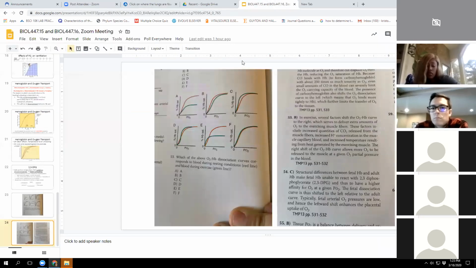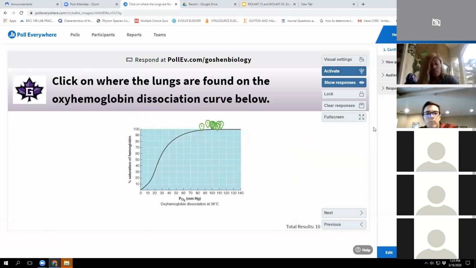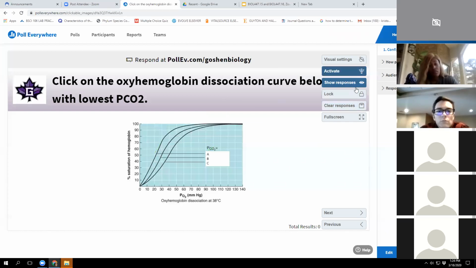So the answer to this comes from an appreciation of this material here, where the veins are at rest, and then these are the lungs up in that location. Of course, it would depend a little bit on where in the lungs, right? So maybe a better thing would be to say the arteries leaving the heart. Maybe that would be a better answer. Okay, so let's clear responses. All right, activate. Okay, so click on the oxyhemoglobin curve below with the lowest PCO2, lowest partial pressure of carbon dioxide.